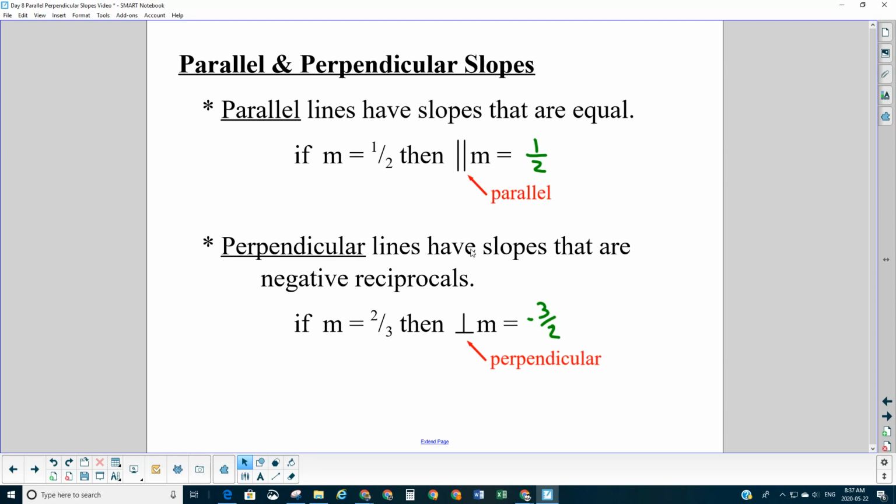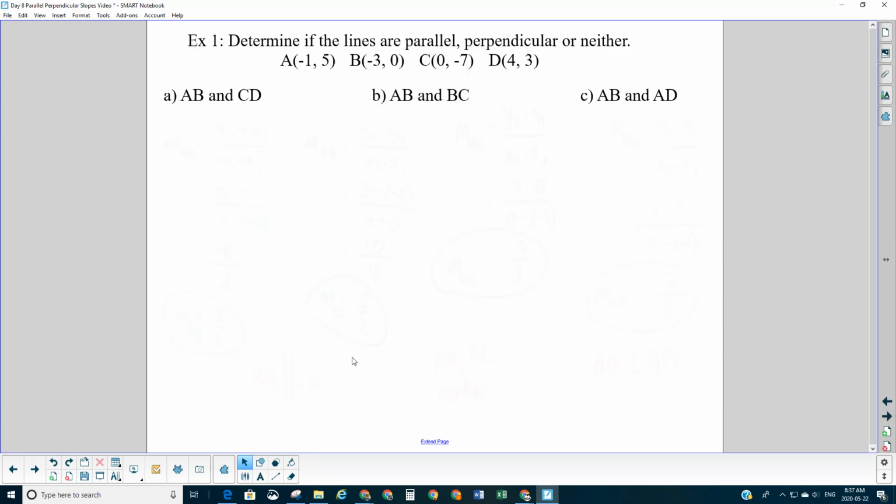Now what we're going to do is use this characteristic to determine whether lines are parallel or perpendicular without graphing. You did mostly graphing in the Desmos activity. We're going to do it without graphing. So this is a very valuable characteristic of linear geometry and linear functions, being able to determine whether lines are parallel, perpendicular, or neither.